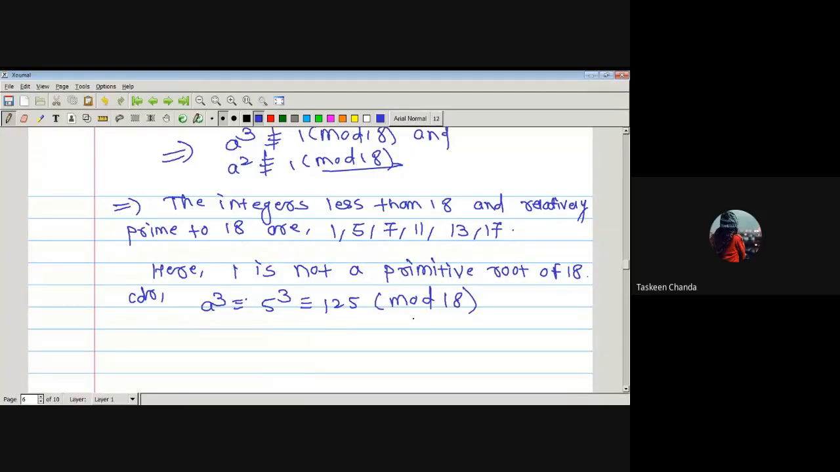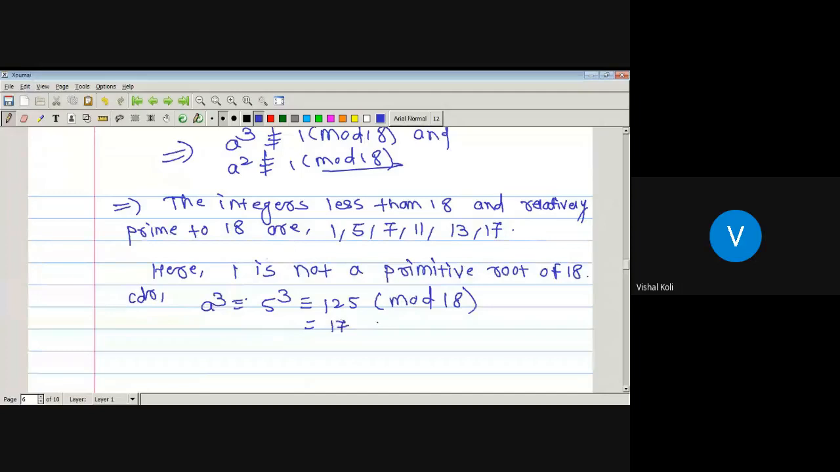1, sir. 1 येईल का? Yes, sir. -1, sir. -1 येते ना? -1 म्हणजे ते ओव्हर मॉड्युलो 18 व्हॅल्यू किती झाली? 17 झाली ना?